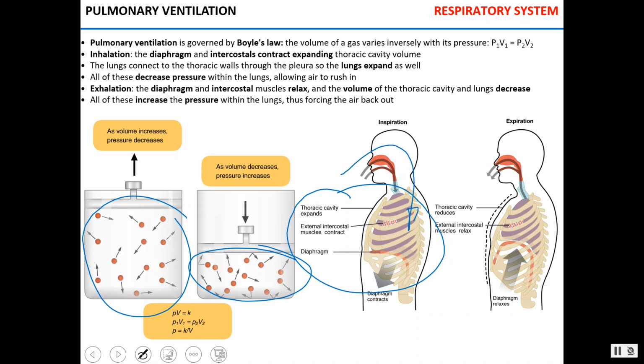During exhalation, diaphragm and intercostal muscles relax. That reduces the volume of the thoracic cavity. Reduced volume of the thoracic cavity increases the pressure, and that means that air is rushed out of the lungs outside.